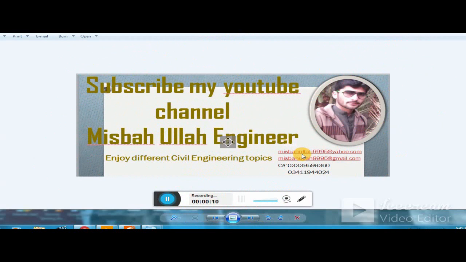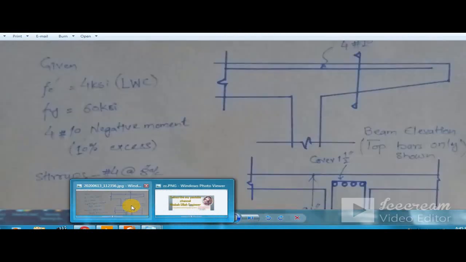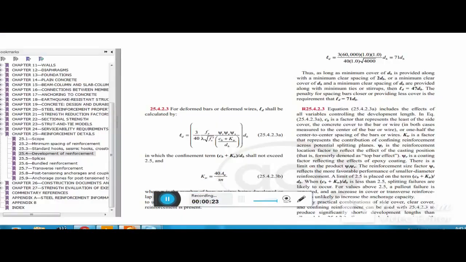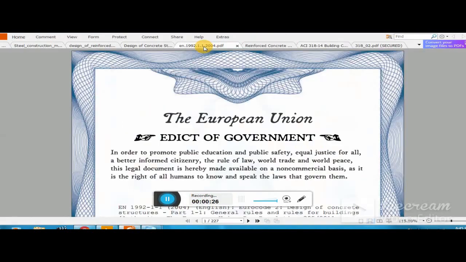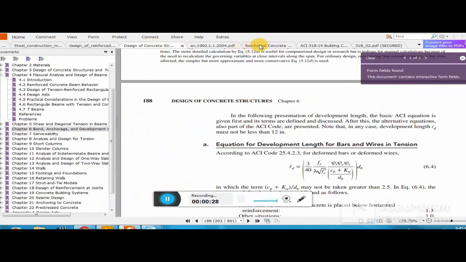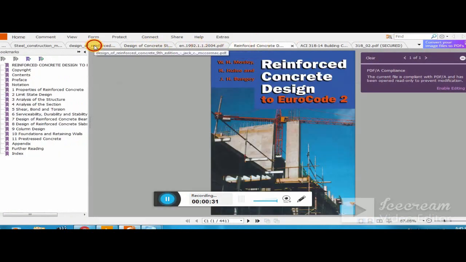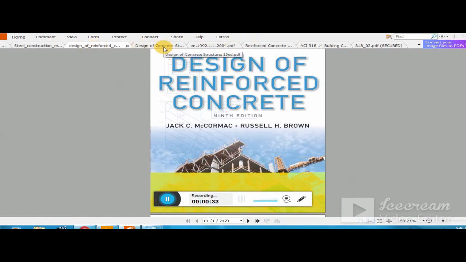Basically, in this lecture, I am going to calculate a development length for a cantilever beam that you see here. Students, this is a very important topic for us to understand, the development length. And what I see on YouTube, so many people do not know the essence of development length, and they present it in a wrong way. They don't understand the basics of development length.